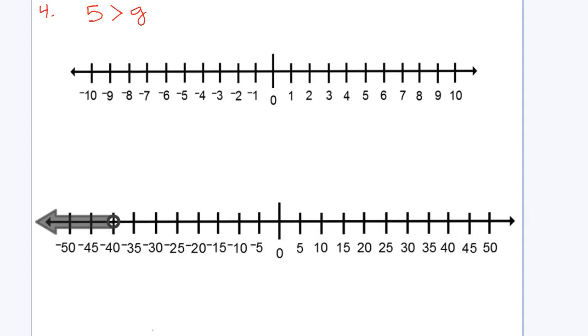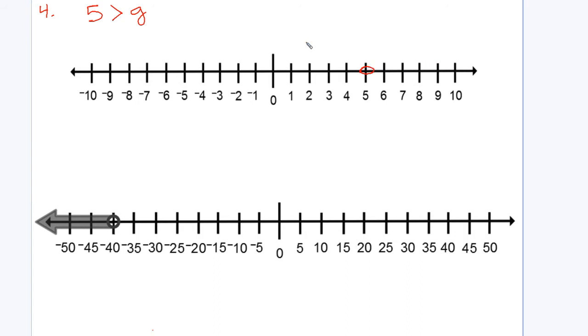Number 4. 5 is greater than G. No line underneath, so we're going to go with open circle. We need to pick numbers that are smaller than 5 because the alligator's not going after the G. He's going after the 5. So 5 is the biggest number. So let's check to make sure.